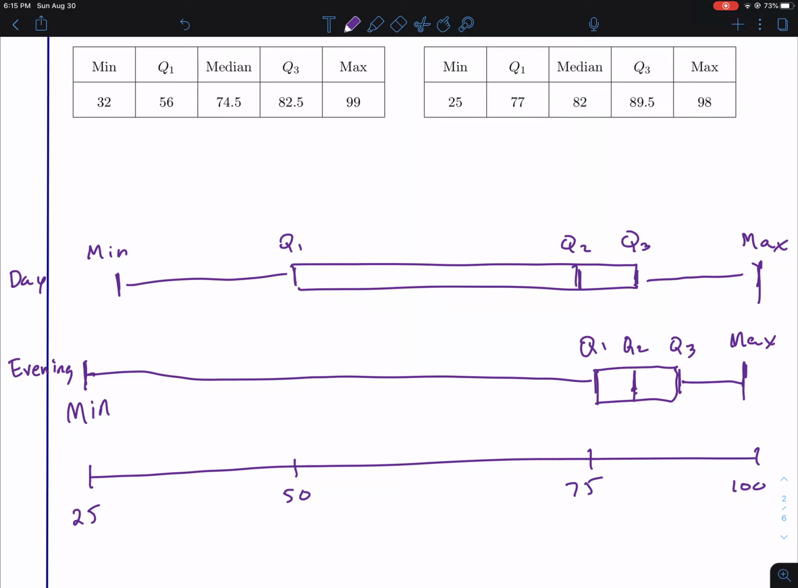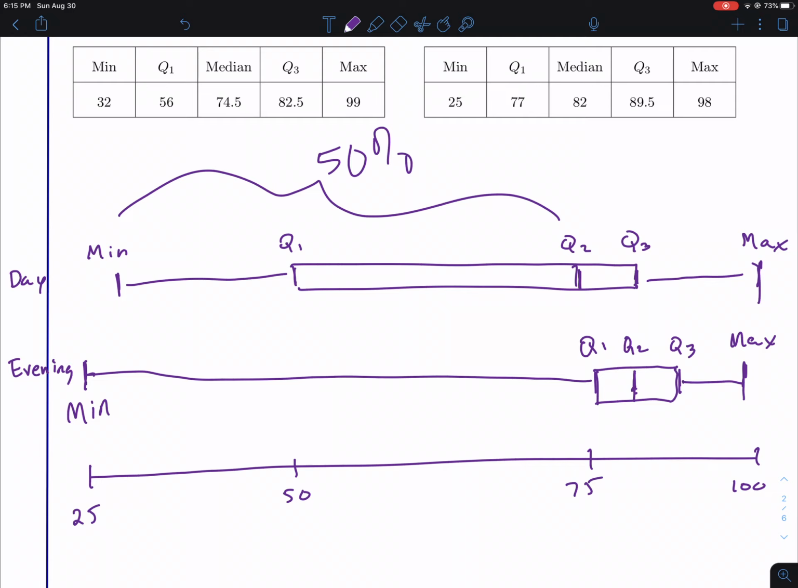So in this case, the median of the above class is actually, what is it? So it's almost the same. Actually, the median of the above class is actually smaller than the Q1. So in this case, 50% of the students scored below 74.5, whereas in this class, 25% scored below 77.